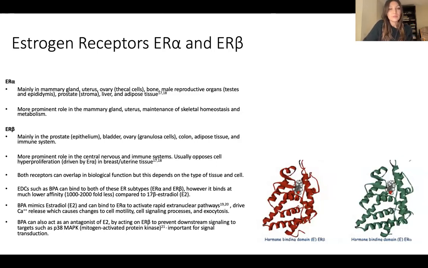And estrogen receptor beta is found mainly in the prostate, the bladder, the ovary, the colon, in adipose tissue, and in the immune system. So estrogen receptors play a really important role throughout the body in many different pathways. Endocrine disruptors such as bisphenol A or BPA can bind to both of these estrogen receptor subtypes. However, it binds at a much lower affinity compared to estradiol.